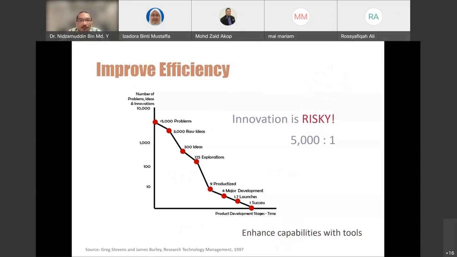So when we have a lot of ideas, thousands and thousands of ideas, we reduce it into maybe about 5,000, and then we reduce it further to 3,000 raw ideas, and then 300, and then we begin to explore these ideas, and then we reduce it into 100 and maybe about several hundreds of products. And this takes a lot of time, and eventually from all these thousands and thousands of ideas, we can only manage to produce one successful product. It takes a lot of time, and it wastes a lot of resources that we cannot afford.